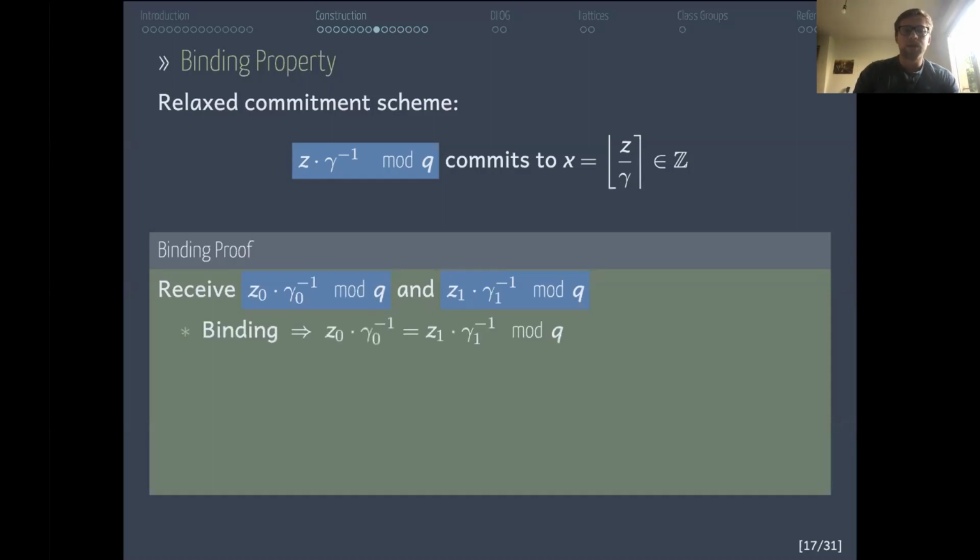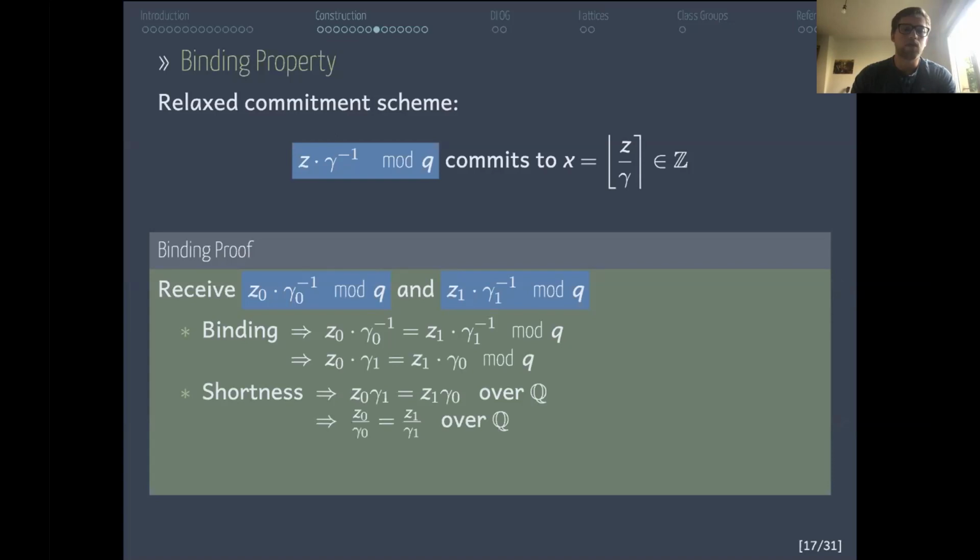Based on this, because the original non-relaxed commitment scheme has the binding property, we know that these values will be equal mod q. So we can just multiply with the inverses, and then we get this equation mod q. Because all of these values are short by the requirement of an opening of the commitment, we actually get equality over the integers. And by equality over the integers, we can just divide by gamma0, gamma1 again, and we get equality for the rounded integers.